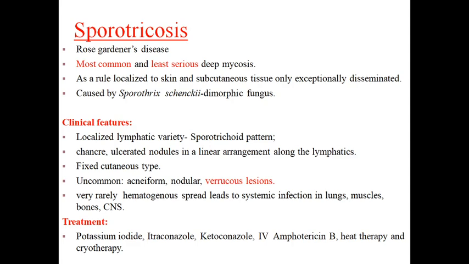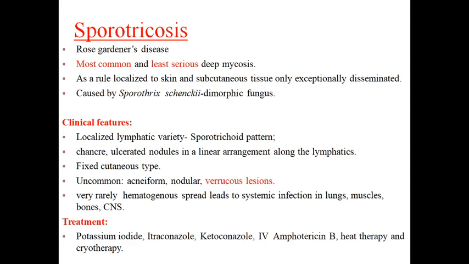But the second presentation is fixed cutaneous sporotrichosis. Usually we see this kind of lesion on the face, because on the face the lymphatics are radial in distribution, so the spread is not there. The second reason is that the immunity of cutaneous tissue over the face is better. Because of higher immunity, the infection is restricted to a small area. And the third important thing is that if the amount of inoculum is less, then it remains fixed to one area. So ultimately there is fixed cutaneous type of sporotrichosis.